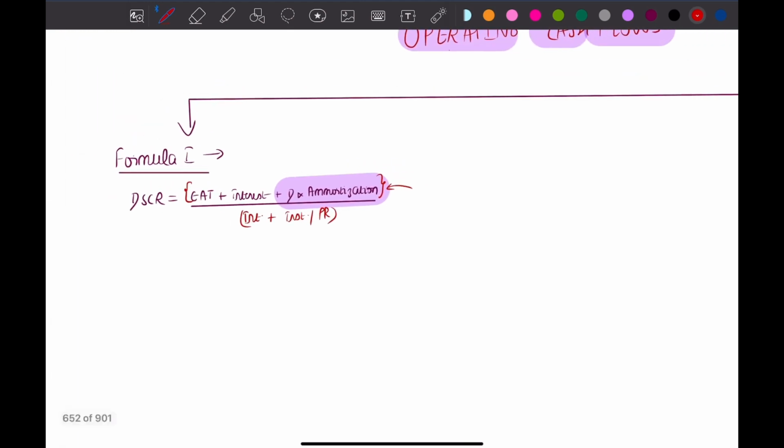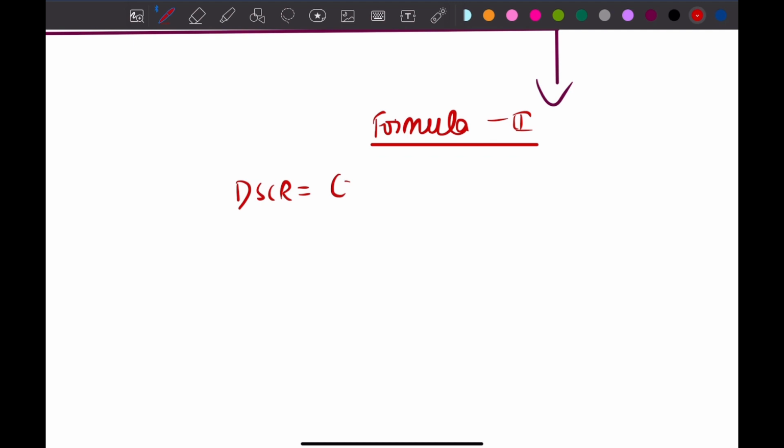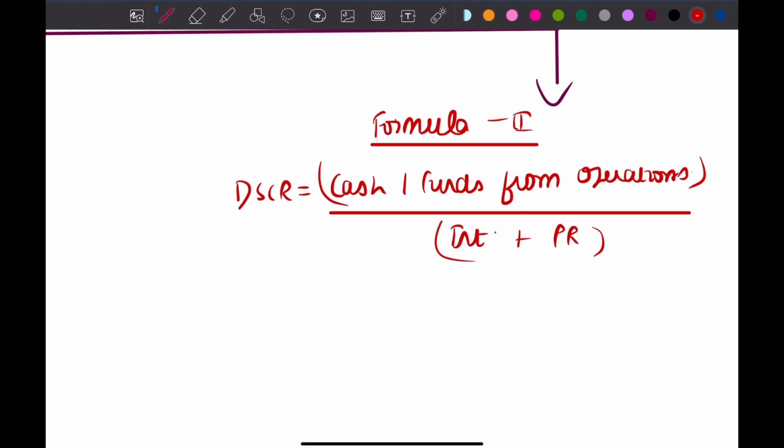And the second approach, the second school of thought, gives the second formula, which is DSCR is equal to cash or funds from operations, and this is giving the cover to the debt services in the form of interest and principal repayment, which is nothing but installment for the CA students.